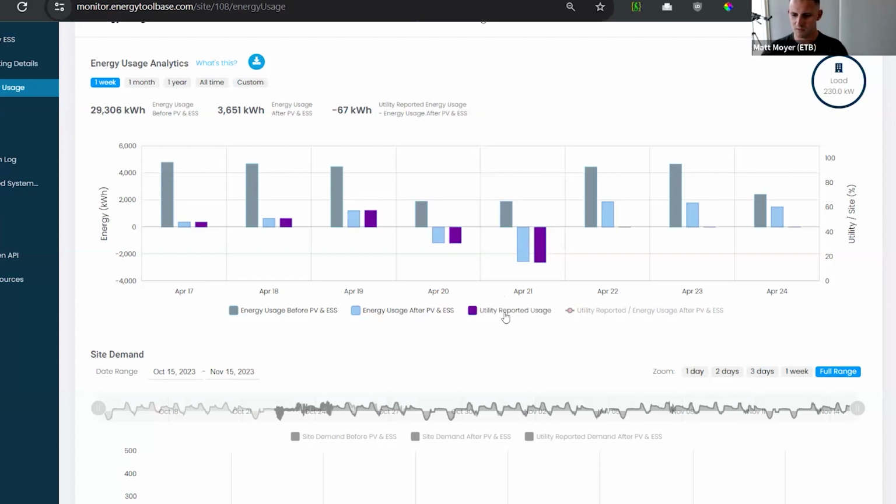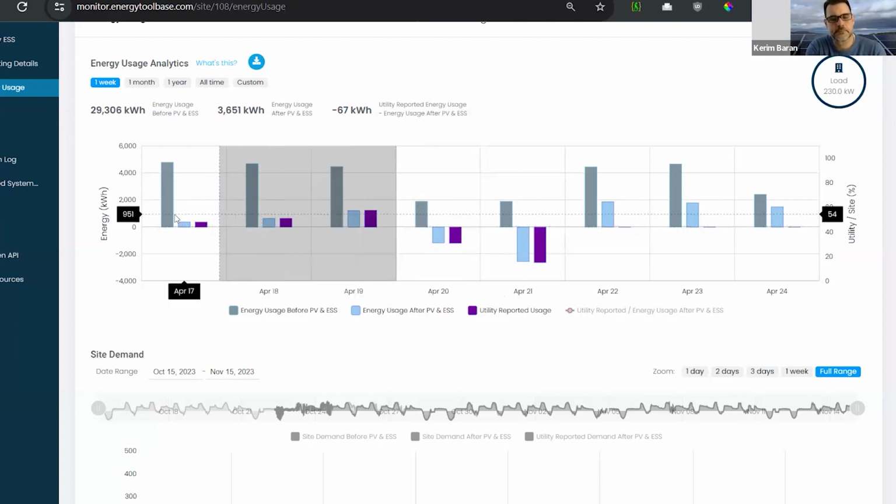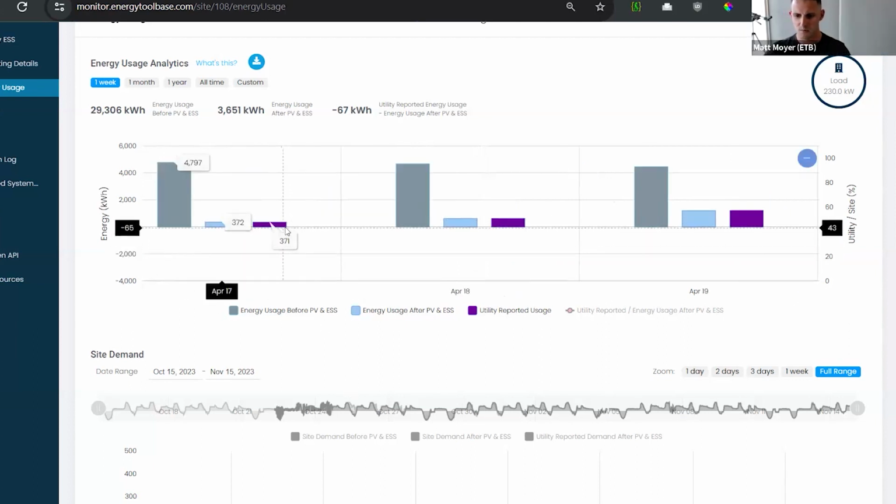So this is the utility reported energy usage. And what you can see here, if we zoom in a couple of days, is this usage in the purple. We integrate with all of the main IOUs in California: SDG&E, PG&E, SCE, as well as all the associated community solar and community choice aggregators. What we actually do is pull the interval usage data that their meter's collecting, and we pull that into ET Monitor also.